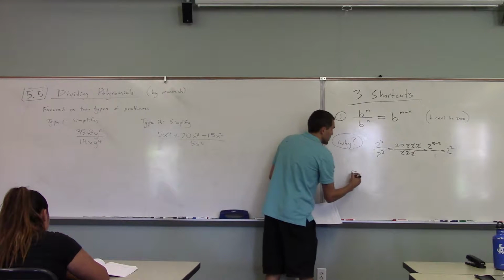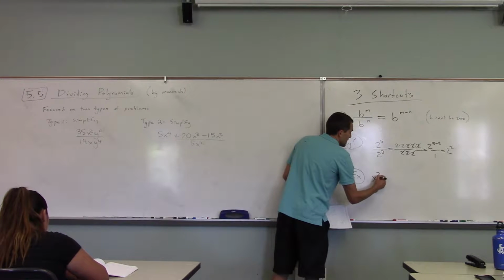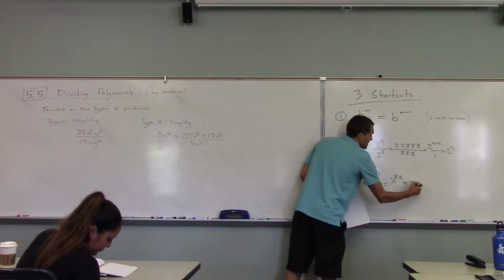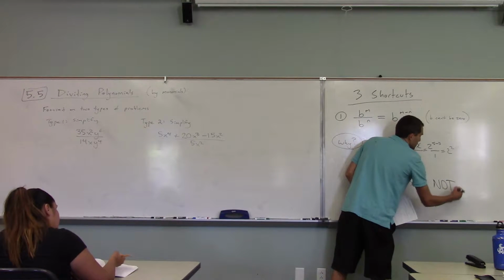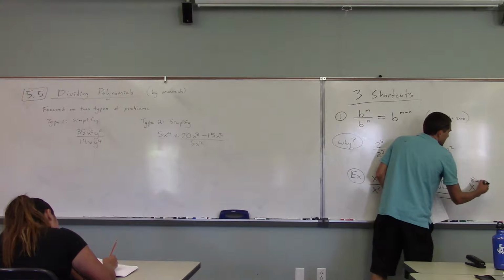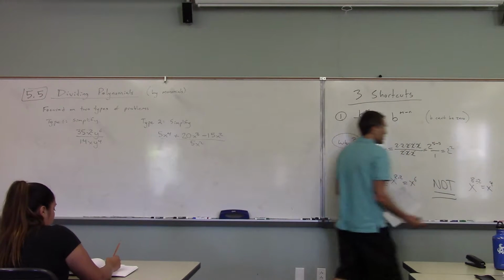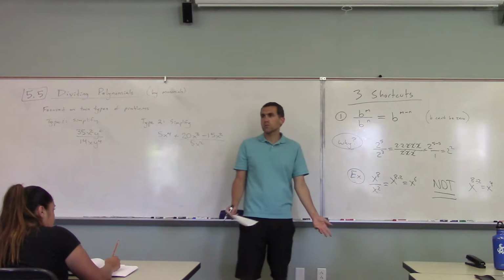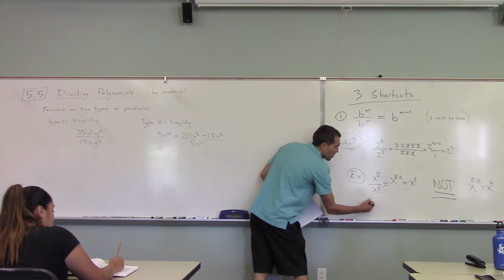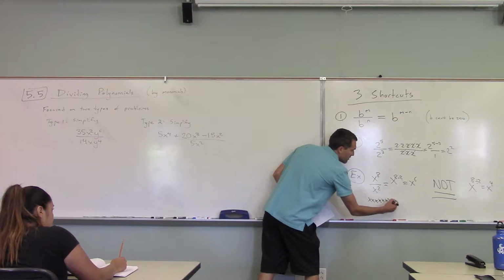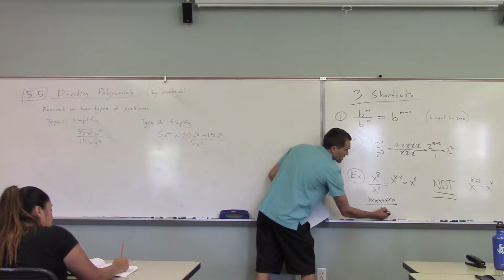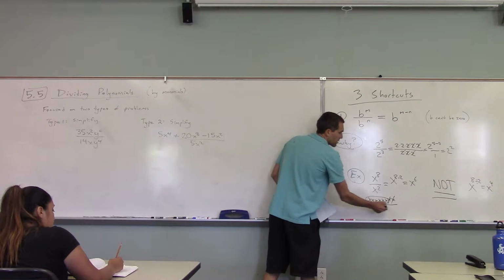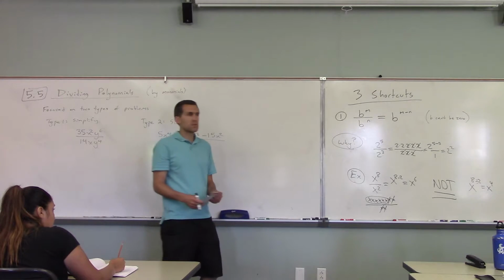Another example would be something like x to the 8 over x squared. That would be x to the 8 minus 2, or x to the 6. A common mistake is x to the 8 divided by 2, which is x to the 4. So just be careful of that. When you see an exponent over an exponent, we're subtracting. Because again, what you're really doing is saying I've got 1, 2, 3, 4, 5, 6, 7, 8 x's over 2 x's, and I just cancel out one and two of them, and I'm left with 6. So, subtraction.